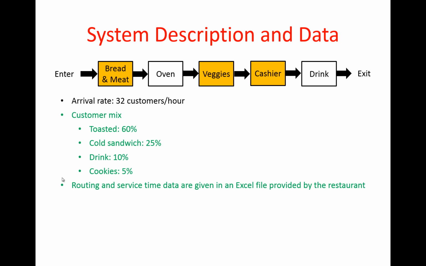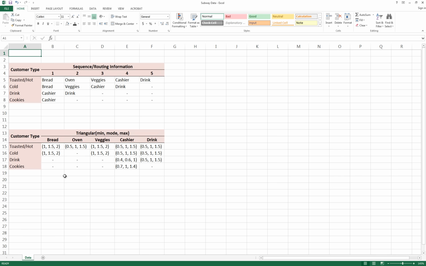Routing and service time data are given in an Excel file provided by the restaurant. So let's take a look at the data real quick. In our Excel file, we're given 2 tables. The first table includes the routing sequences for our entities. We have hot customers that go through all 5 stages. Cold customers skip the oven, so they go through the bread, veggies, cashier, and drink stations.